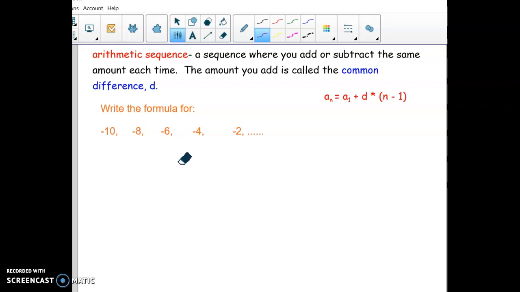Before we dive too far into that, just a quick review. An arithmetic sequence is a sequence where you add or subtract the same amount, and that amount is called the common difference. There are two types of formulas: a recursive one, and an explicit one, which is likely the more important of the two, where you could find the value for any position using n. As a review, maybe pause the video here and see if you can write the explicit formula for this particular sequence.